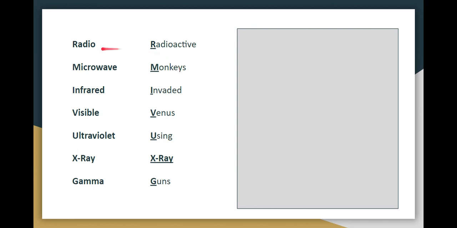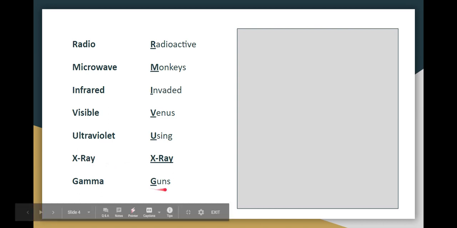Radioactive stands for radio. Monkeys stands for microwave. Invaded stands for infrared. Venus stands for visible. Using stands for ultraviolet. X-ray stands for, well, X-ray, I couldn't think of anything else. And guns stand for gamma.